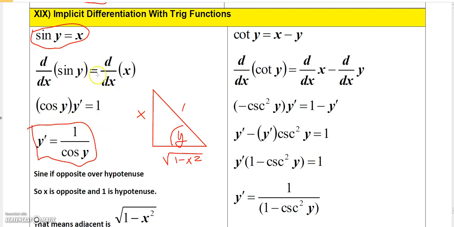Now, let me show you something here. If you go back to the original function, you know that it says sine y equals x. So think of that as x over 1. So here's a triangle, a right triangle, and this is the angle y. Now remember, sine is opposite over hypotenuse. So if sine of y is x, that means the opposite side has to be x, and the hypotenuse has to be 1. And then using the Pythagorean theorem, we can find a value for the other leg. That would just be square root of 1 squared minus x squared, or square root of 1 minus x squared.